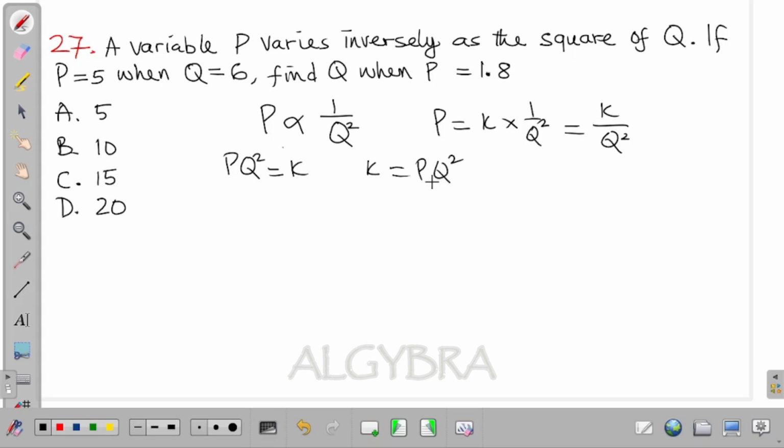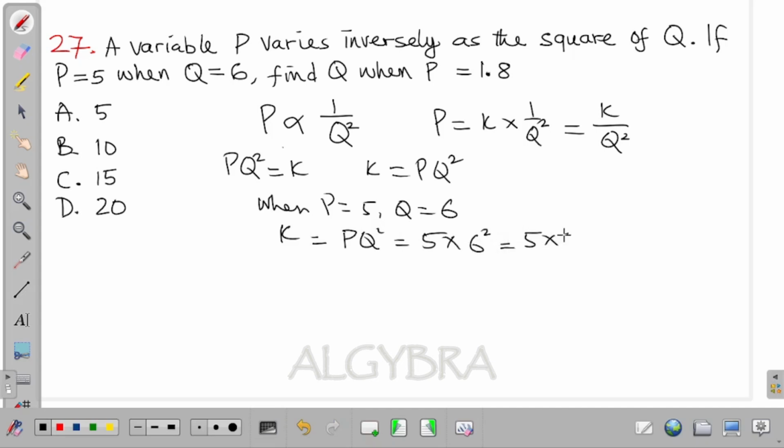So we are given that when P is equal to 5, Q is equal to 6. So I can plug in these values here to find the value of K. So when P is equal to 5 and Q is equal to 6, K is going to be equal to PQ squared, which is equal to 5 times 6 squared, which is equal to 5 times 36, which is equal to 180. So that means this K is equal to 180. So I can rewrite this equation such that P is equal to K over Q squared, which is the same as 180 over Q squared.